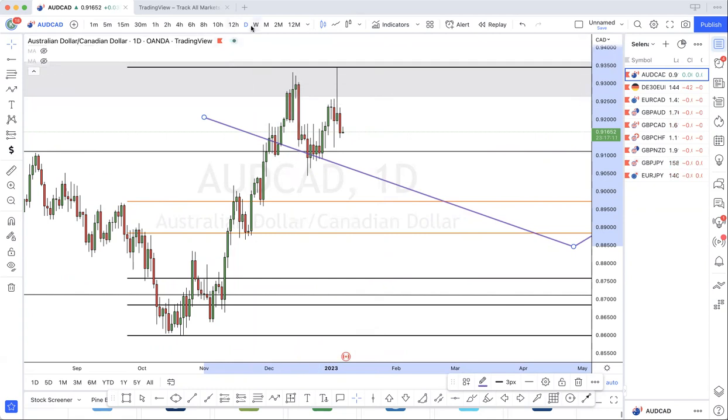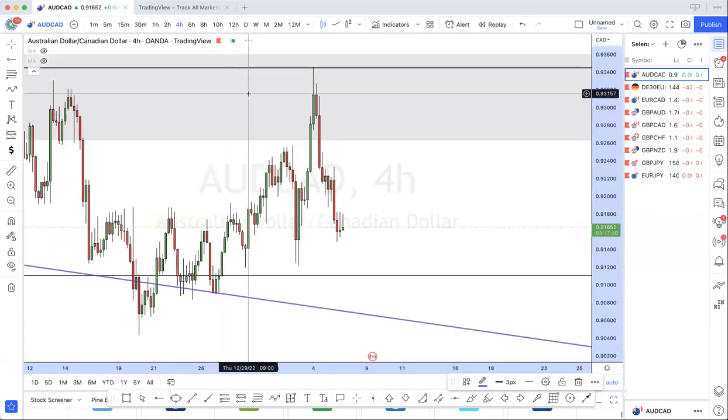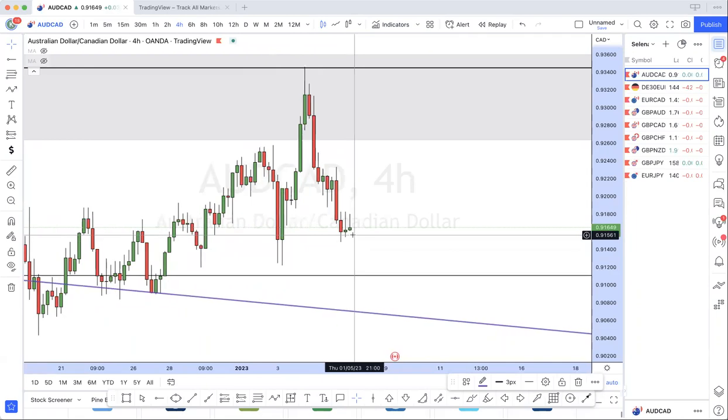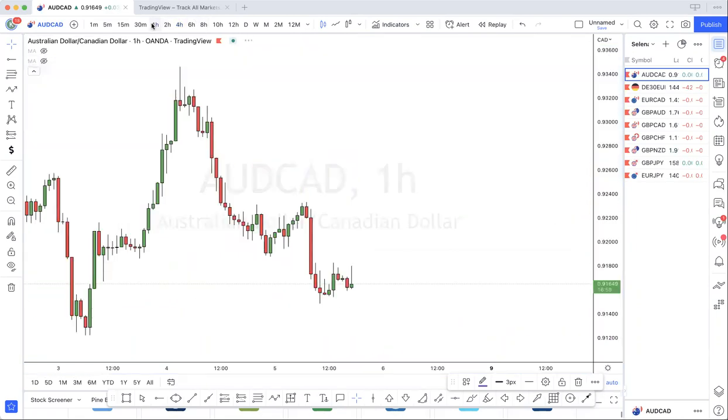So where do we get in? How do we drop down in time frame to get in the trade? You can go down to the smaller time frames.